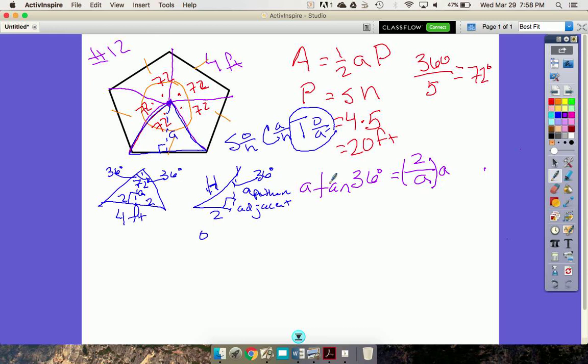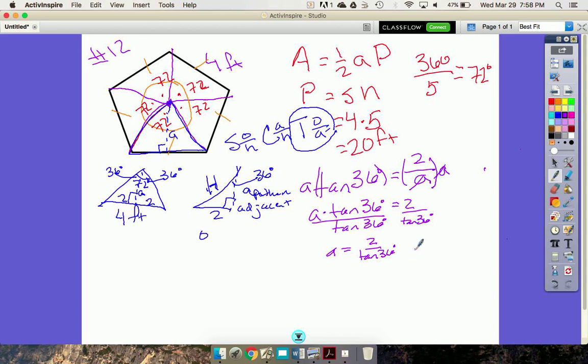So multiply by A on both sides. So then A over A gives me 1, so I can get that to go away. So A times tangent of 36 degrees equals 2. And then I want A by itself, so I'm going to divide by tangent of 36 degrees on both sides. So A equals 2 divided by tangent of 36 degrees. So this is the part where you have to plug in your calculator.